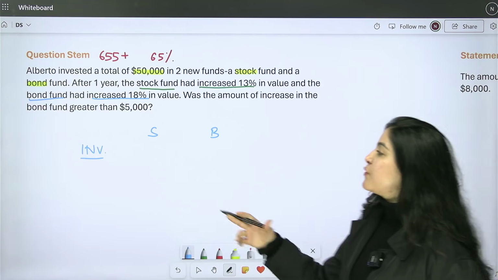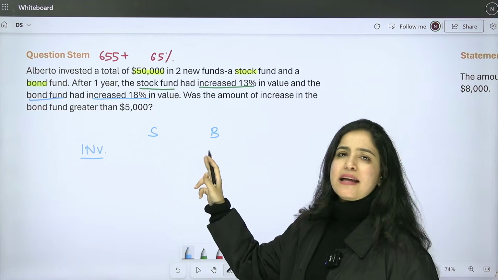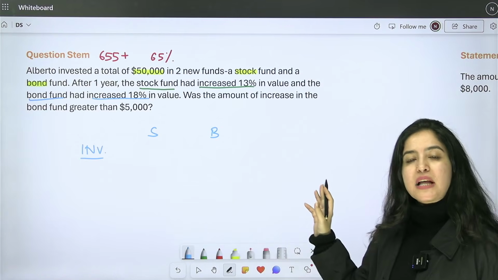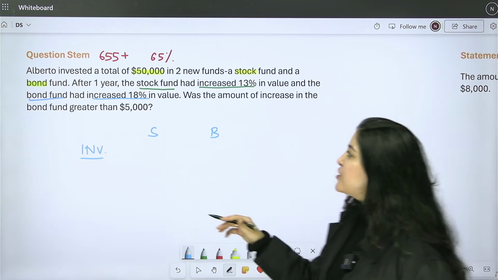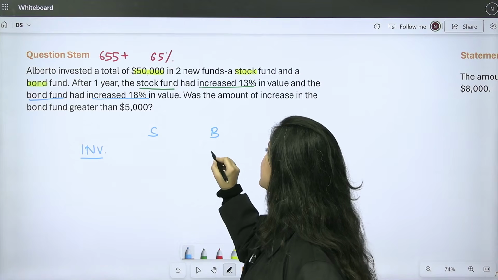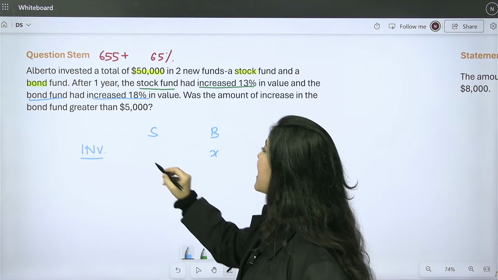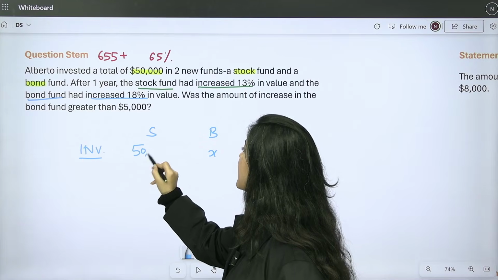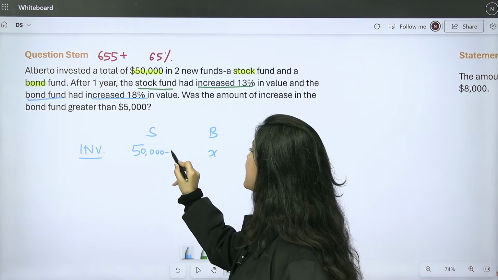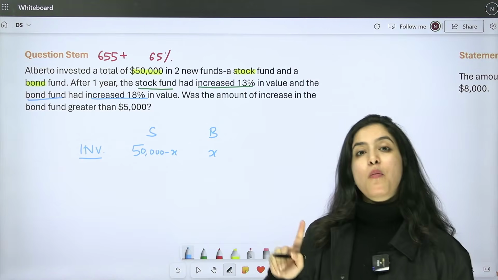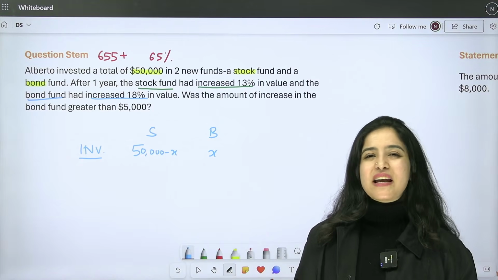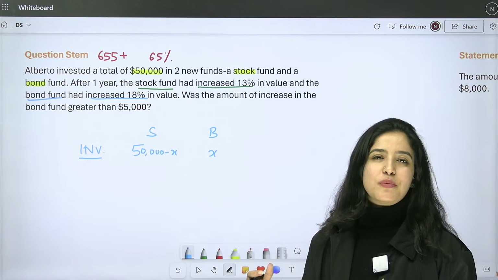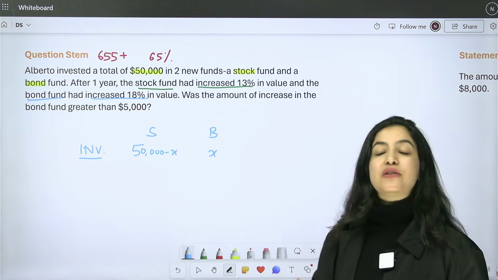So one way is for you to take two variables, S and B maybe, and then just write down S plus B is equal to 50,000. Another way is to take just one variable. Say I take the bond fund to be X, then my stock fund would be 50,000 minus X. This way I save myself one extra variable. Wherever possible, try to do this. This will help you keep your calculations and computations simpler later on.